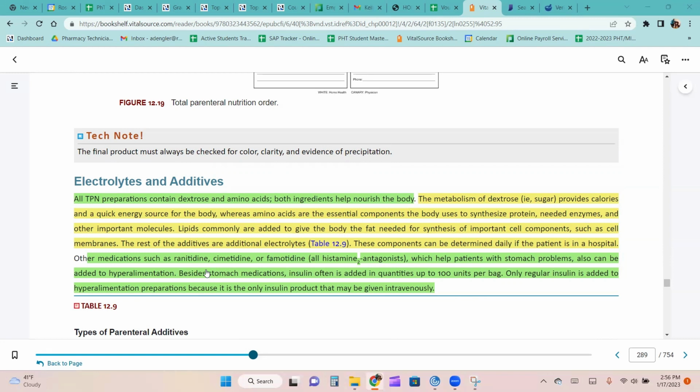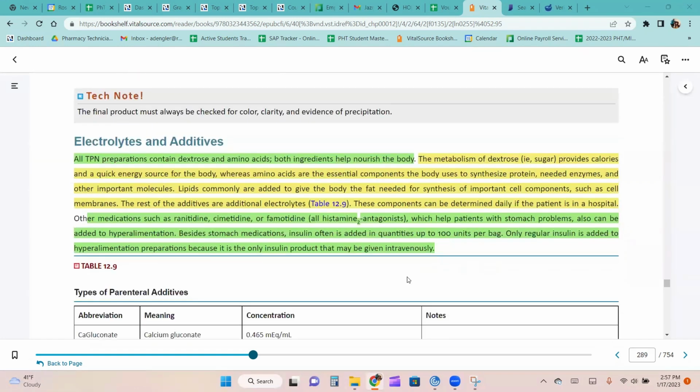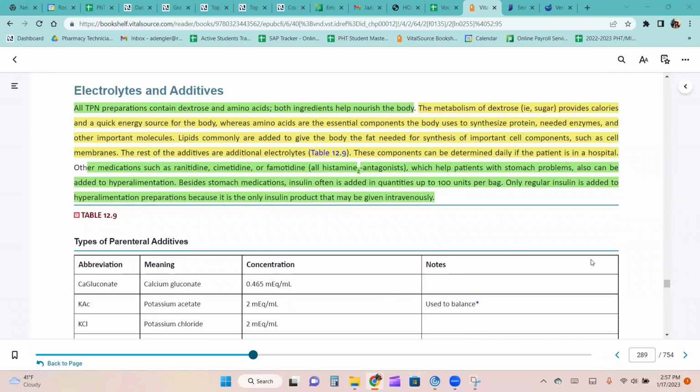Lipids commonly are added to give the body the fat needed for synthesis of important cell components, such as cell membranes. The rest of the additives are additional electrolytes. These components can be determined daily if the patient is in a hospital. Other medications such as ranitidine, cimetidine, and famotidine, which help patients with stomach problems, also can be added to hyperalimentation. Besides stomach medication, insulin often is given in quantities up to 100 units per bag. Only regular insulin is added to hyperalimentation preparations because it is the only insulin product that may be given intravenously. So regular insulin, the only insulin that can be given intravenously.